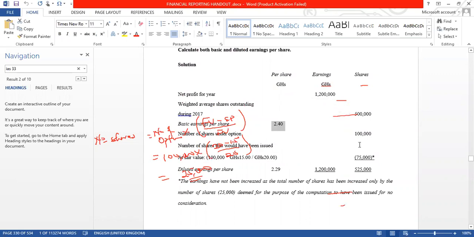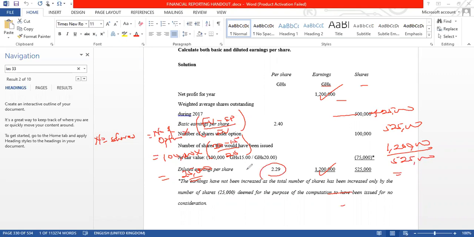25 bonus. When you add your 25 bonus, it changes your weighted average number of ordinary shares, but you already have your earnings per share, which is this. So if you add 25,000 here, you have 525,000. All you need to do is to go through and do your dilution over 125. All right, and that is what you have.